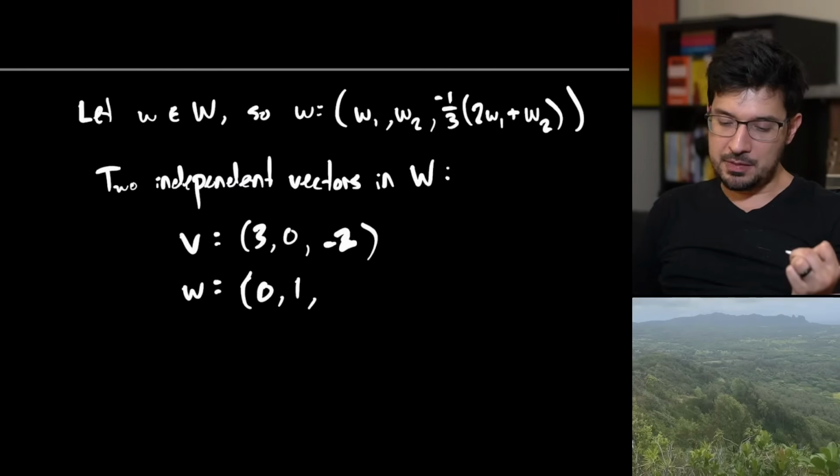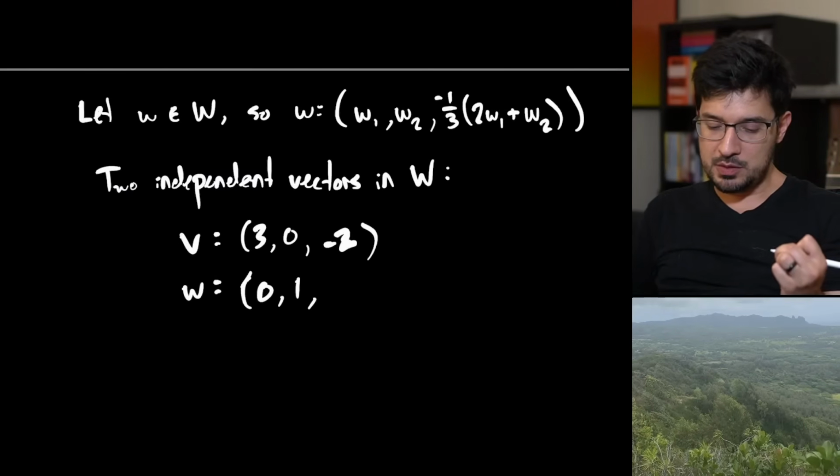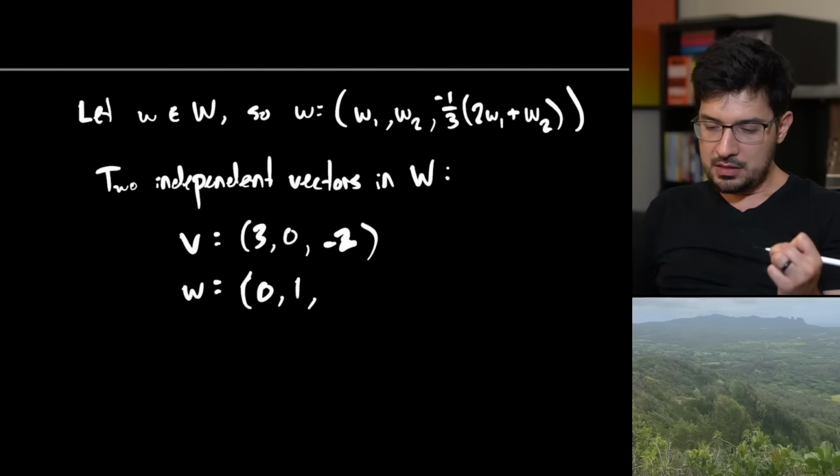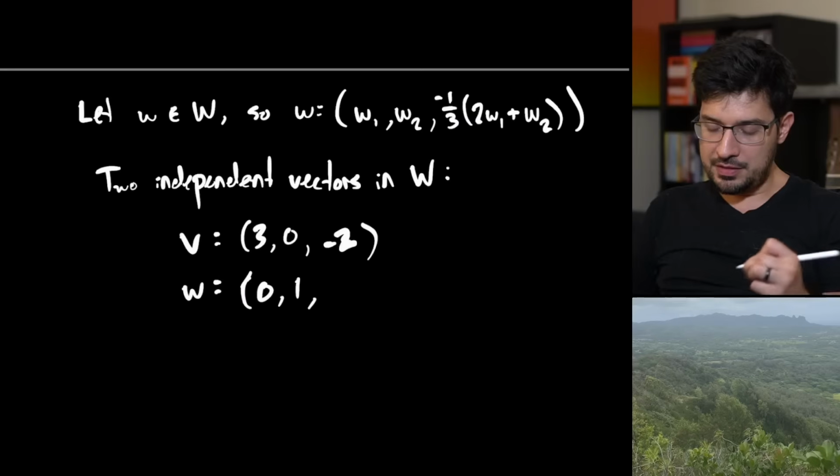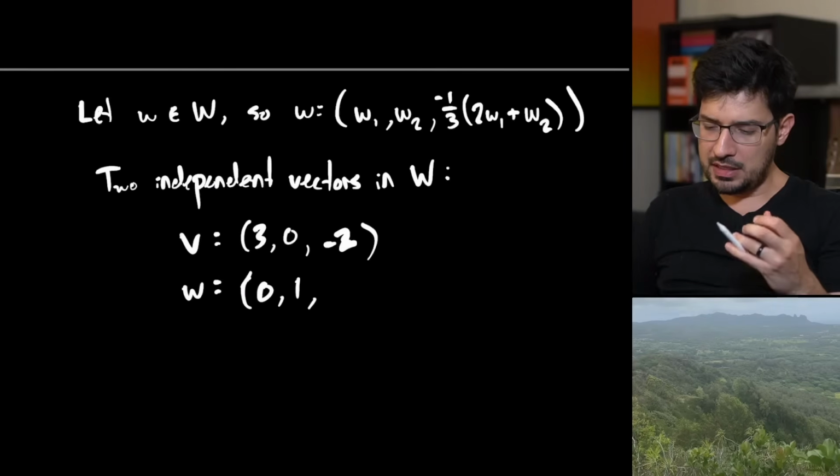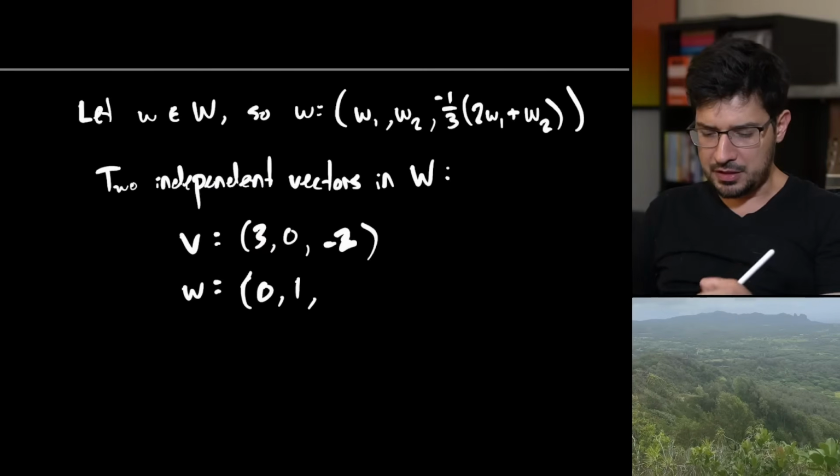Okay, so if W1 is 0 and W2 is 1, then the third component, W3, is negative 1/3.